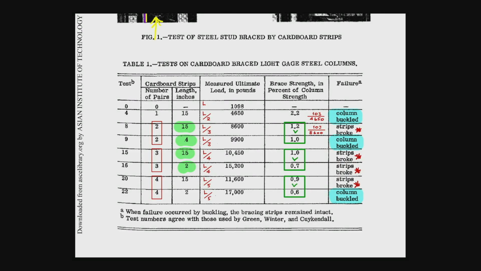Look into this table. Several columns were tested. All columns have the same length and the same cross section, so the only different parameter is the bracing. And the test number here, you don't need to care about it. It is just the ID of the specimen.